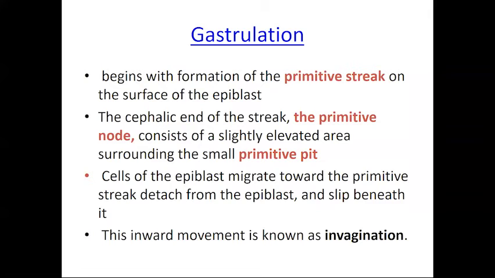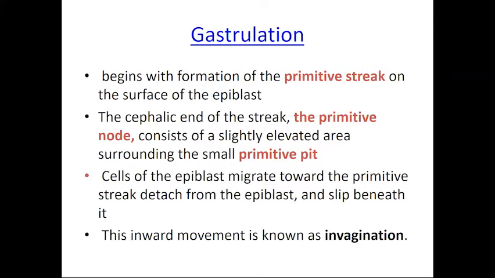The cephalic end of the streak, the primitive node, consists of a slightly elevated area, and there is a small depression in this node, which is called the primitive pit. Cells of the epiblast migrate towards the primitive streak, detach from the epiblast and slip beneath. So the epiblast cells from the sides travel towards the primitive streak, enter into it, spread out underneath it, and detach from the epiblast. This inward movement is known as invagination.